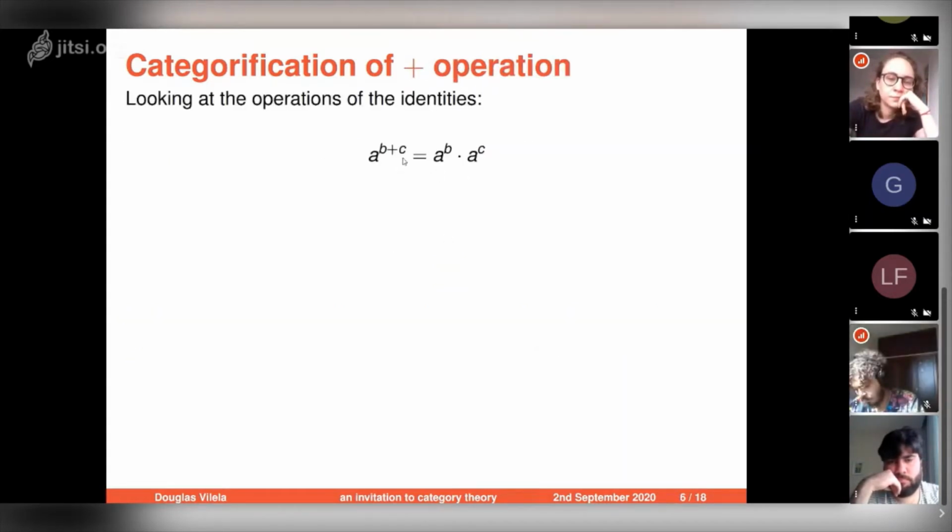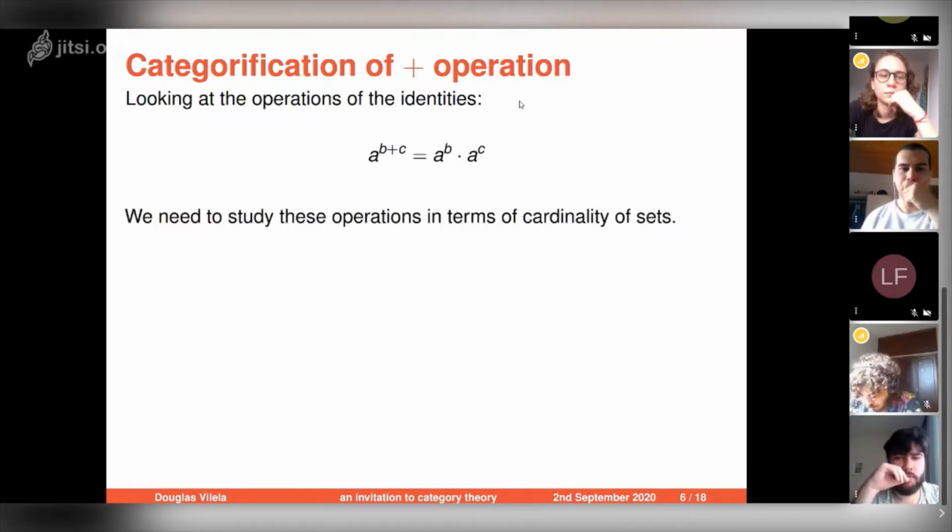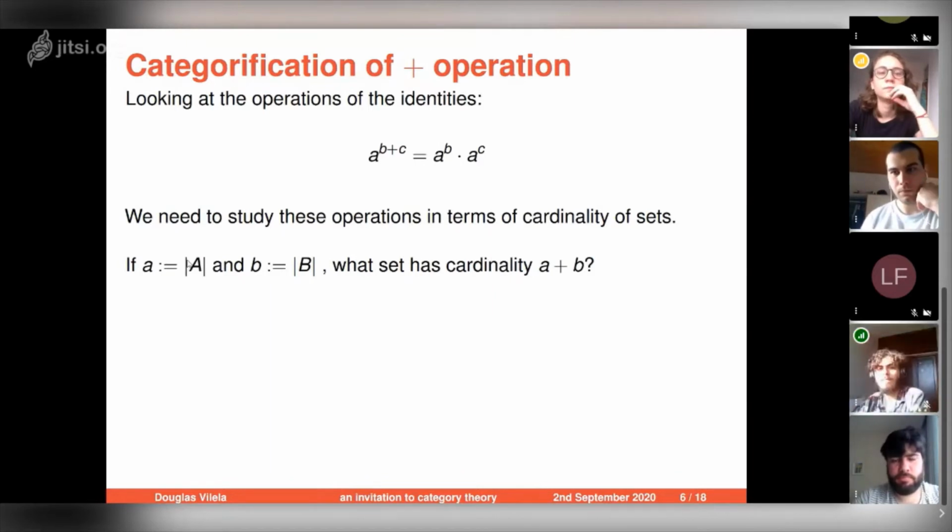So the next step is to think about what the equivalences are between the operations here in the natural numbers, these three operations we have in this identity, and this analogy we're making with the cardinality of sets. Starting with the addition operation, we need to think: if I have one set with cardinality a and another with cardinality b, what is the set that has cardinality a plus b? It's not that hard to see.